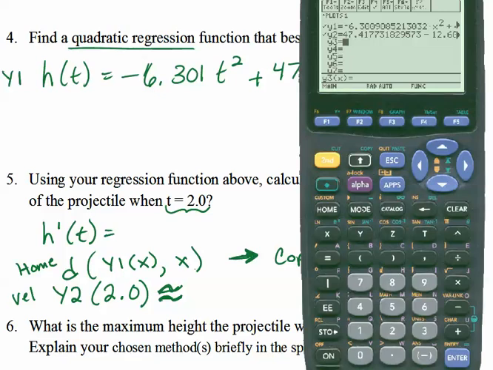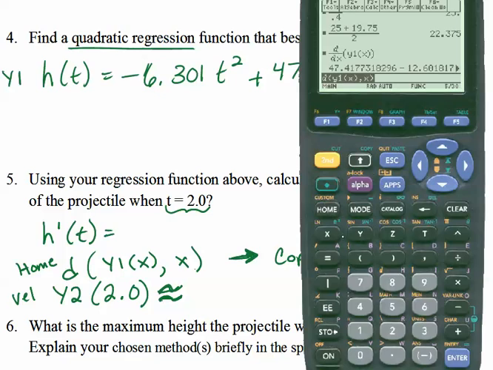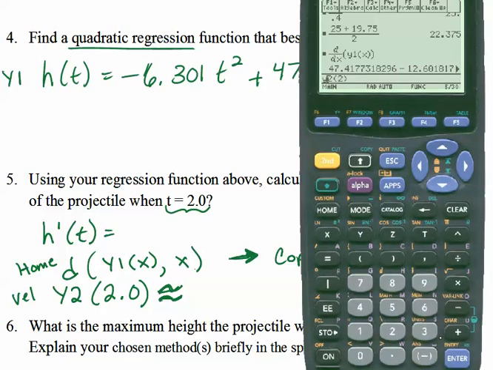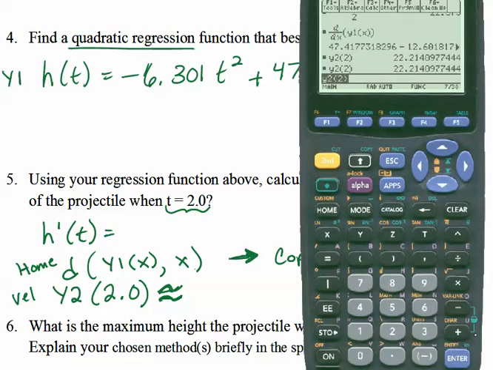So now I'm going to go to the home screen and I'm going to use that velocity function. So now I want to know what is y2, the velocity function, at 2 seconds. What is the instantaneous velocity of, and I'm not sure I got y2 there. Let me see what I've got here. Is that a y2 of 2? All right. And we come up with 22.214.